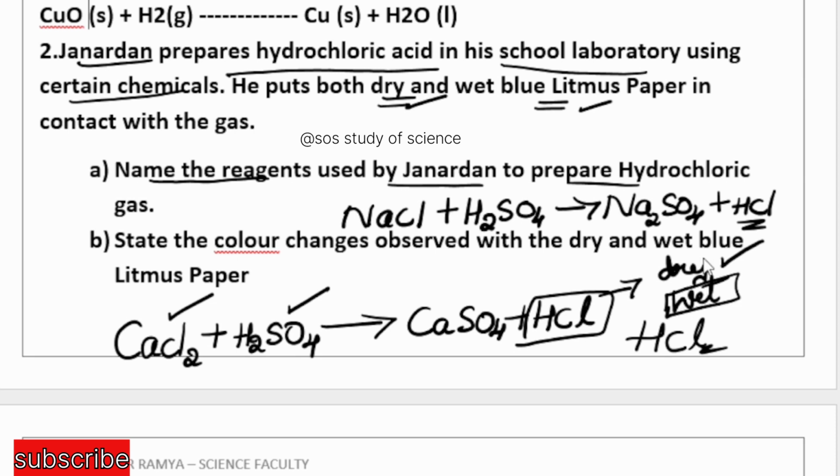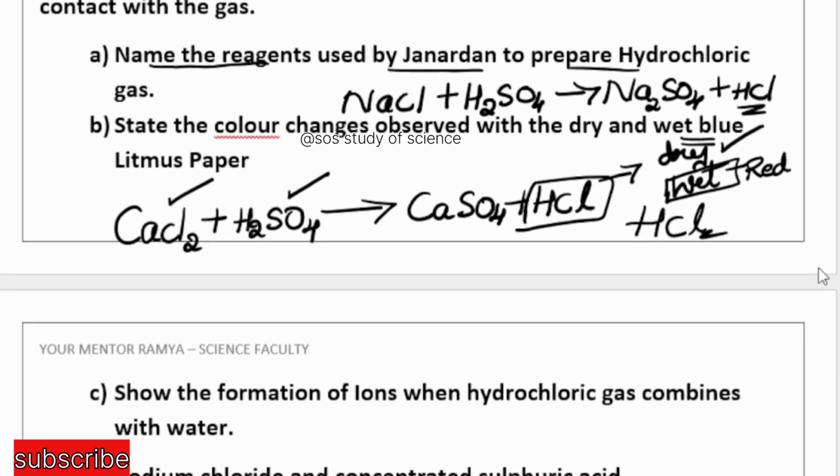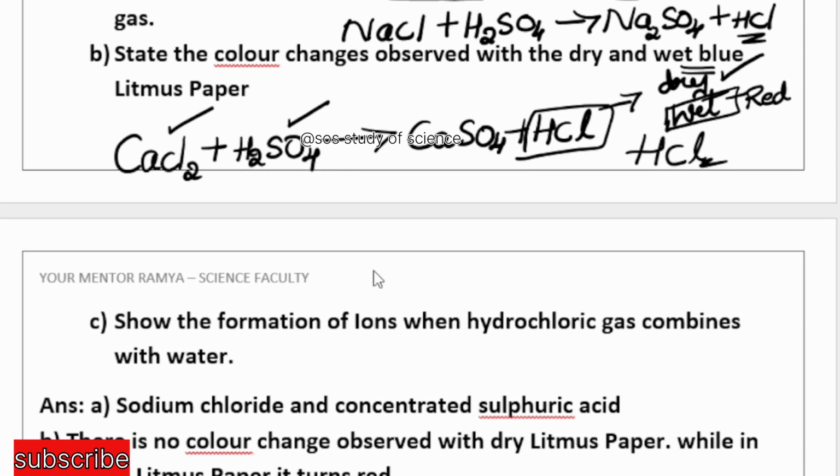Which color? Wet blue litmus paper changes its color from blue to red. What is happening? Why is it changing? Let us understand. See, I will write here and show. When I take HCl nearby the wet litmus paper, what is wet? Wet is nothing but it contains water. What happens? HCl has come in contact with the water.